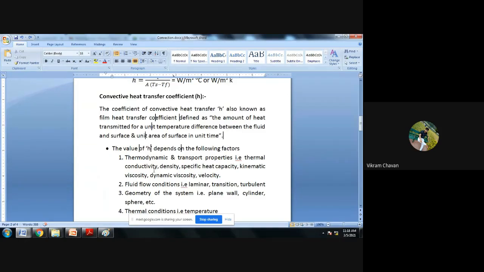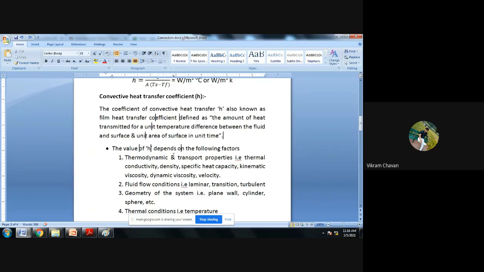Whereas in forced convection, we are changing the velocity. We are increasing the velocity of the fluid which is flowing over the surface. So in the case of forced convection, the heat transfer coefficient value will be more as compared to natural convection. So, simple thing: if you take the example of natural convection and forced convection, the H value is not constant and the heat transfer rate is not constant for both the cases.